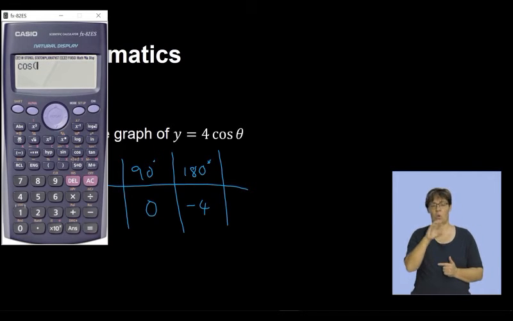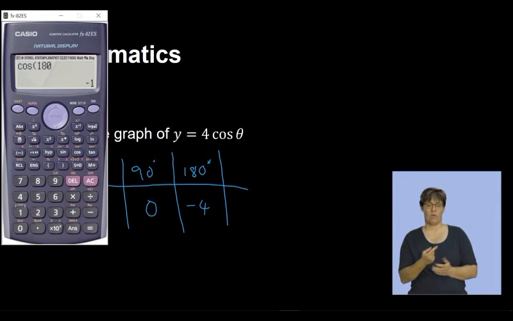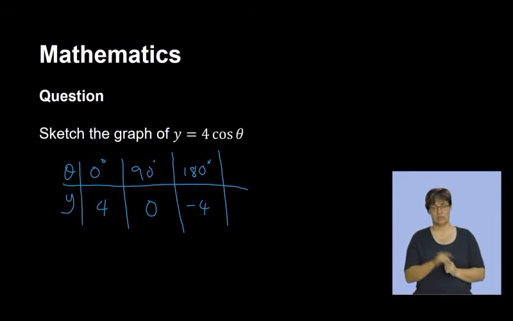So remember, cos of 0 is going to be 1. You times that by 4 because there's a 4 in front, right? Then cos of 90, it will be 0. You times by 4 gives you 0. Then lastly, cos of 180, which I also used, will be minus 1. Times it by 4, it's minus 4. So please, that's where the values come from.